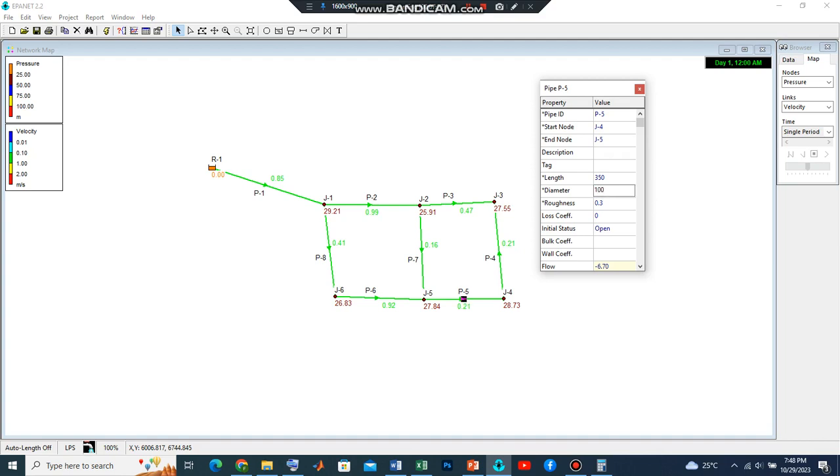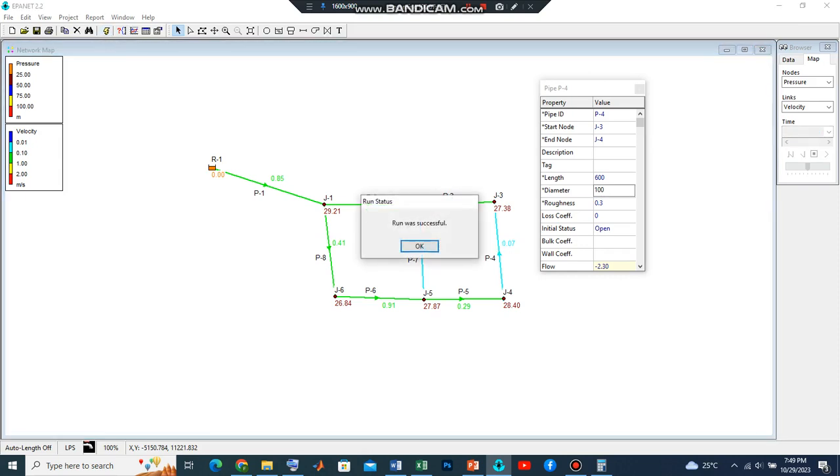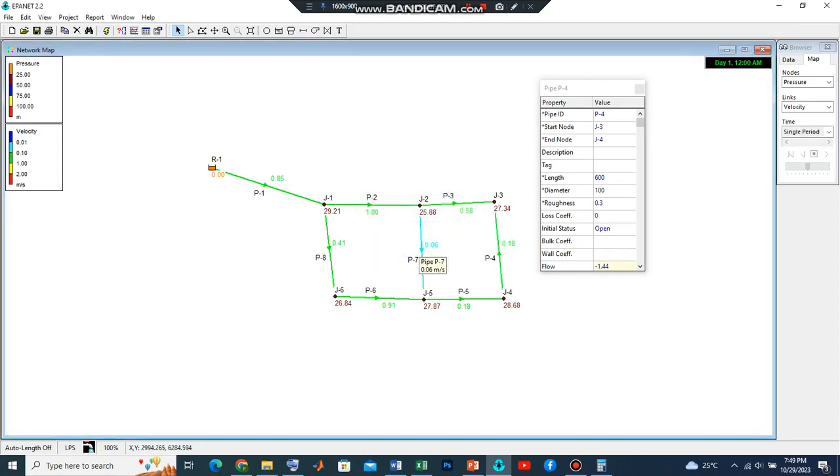So if we have 100 and we run our simulation, by reducing the pipe diameter, this value has increased, but this value has decreased. So let's look at what we have here. What about we reduce it to 100? So what happens to the velocity there? We can see it's decreasing.